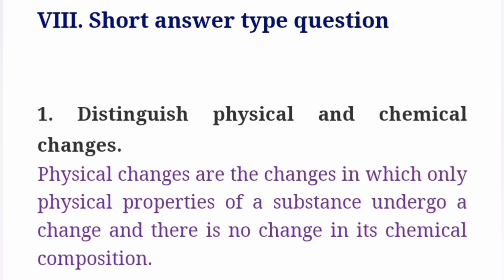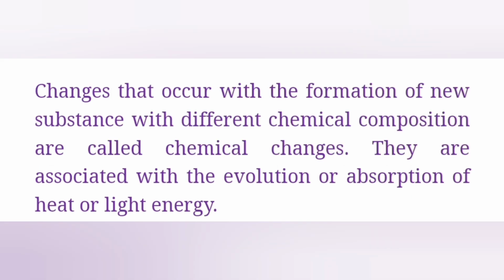Eighth Roman letter, short answer type questions. First question, distinguish physical and chemical changes. First one, the physical changes. Physical changes are the changes in which only physical properties of a substance undergo a change and there is no change in its chemical composition. Changes that occur with the formation of new substances with different chemical compositions are called chemical changes. They are associated with the evolution or absorption of heat or light energy.